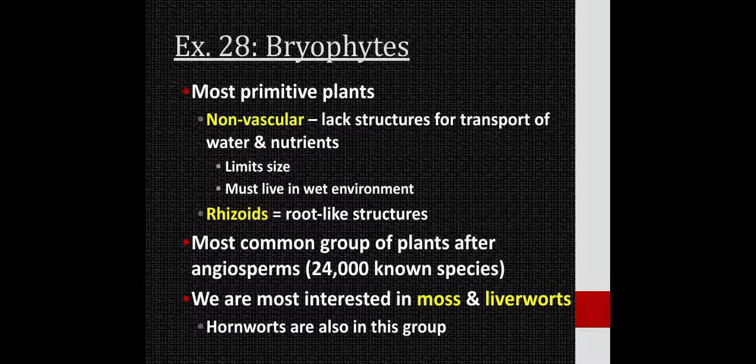In order to stay connected to the ground or the structures around them, they have rhizoids, which are these root-like, hairy structures. This is the most common group of plants after angiosperms. There's about 24,000 known species of bryophytes. And we are going to focus on the moss and liverworts, but hornworts are also in this group.